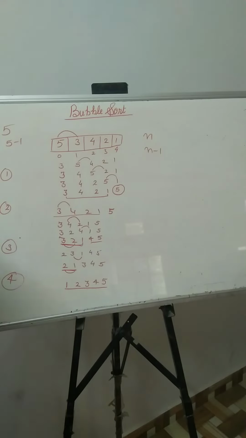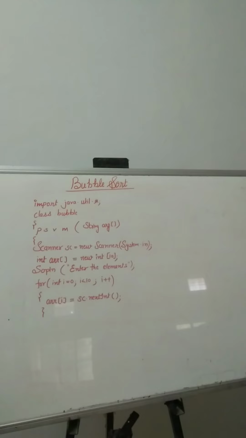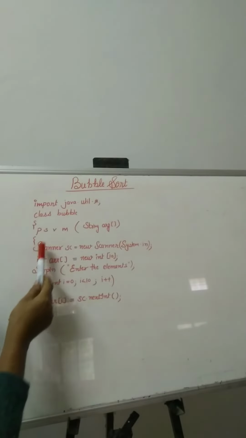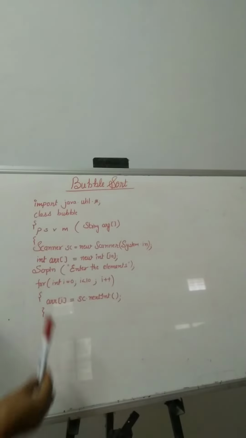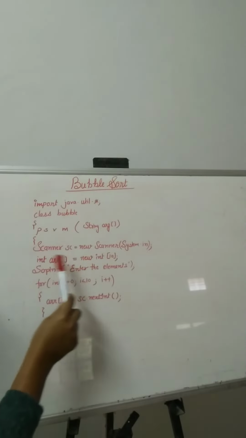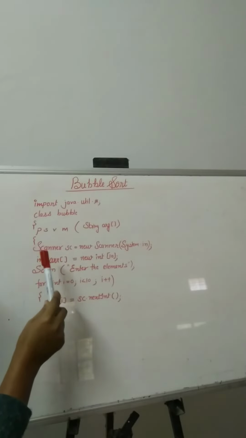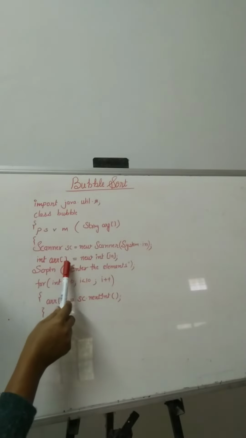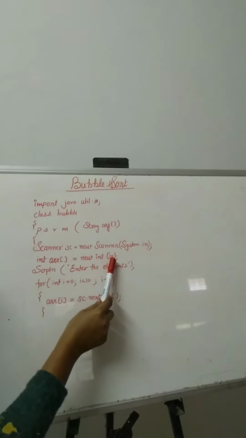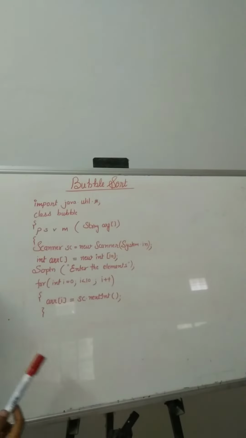Let's see the program of bubble sorting. First of all, we start with the import package. We import the util package, then the class Bubble. PSVM means public static void main(String[] args). This is the simple coding to enter array elements using the Scanner class. Then create the array, declaration of the array: arr is the variable, equals new int, and the size of the array. Here I am taking size 10.